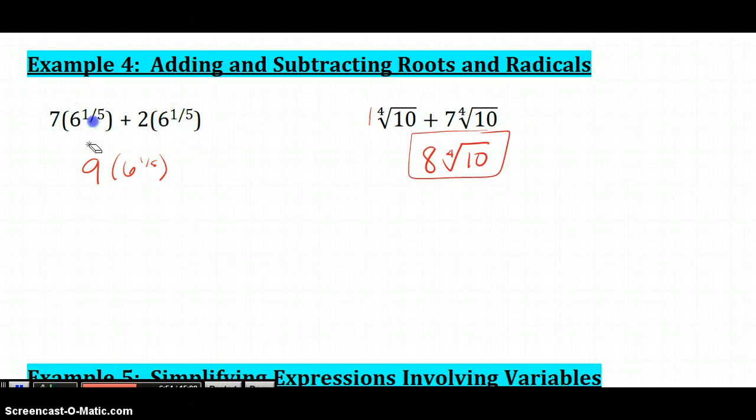It's important to keep your parentheses, because this is not 9 times 6 to the 1/5. You would have to do 6 to the 1/5 and then multiply times 9. We're not going to do that, we're just simplifying. So it's very important to keep your parentheses.